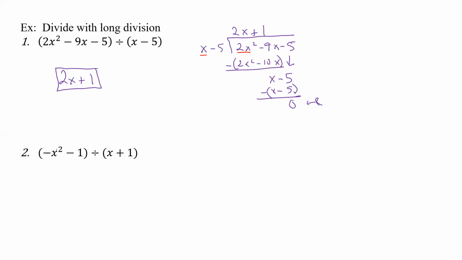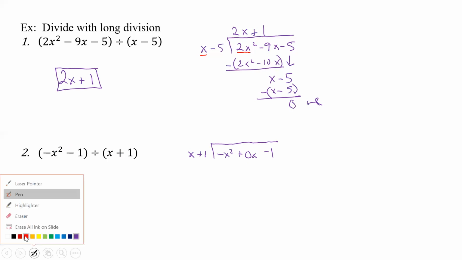All right, so the next one, we throw a little bit of a curve to it. Now we have x squared, we're missing an x, and then 1, and x plus 1. So we're going to take x plus 1 into, now we have a negative x squared plus 0x, because we're missing that x, and then minus 1.